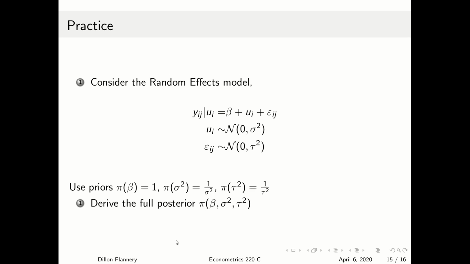And then here's a true random effects model. You have here an improper prior. So see what happens when you have improper priors.